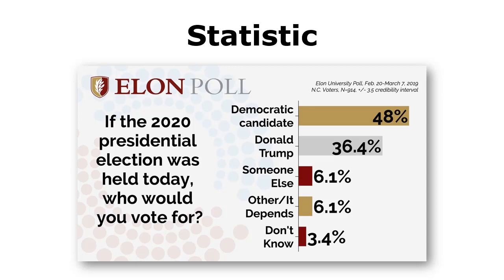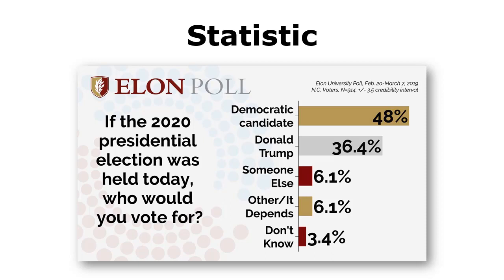A statistic is a characteristic of a sample from the population. It is a numerical or graphic way to summarize data obtained from a sample. On this screen, I just grabbed a screen that reflected the results from a political poll done by Elon University in North Carolina. This was a poll taken between February and March of 2019, and you can see who would you vote for.